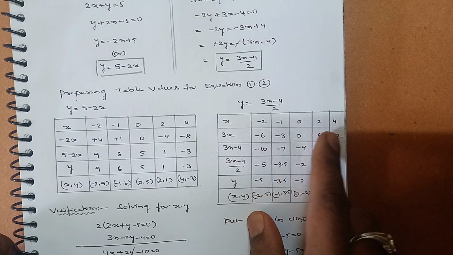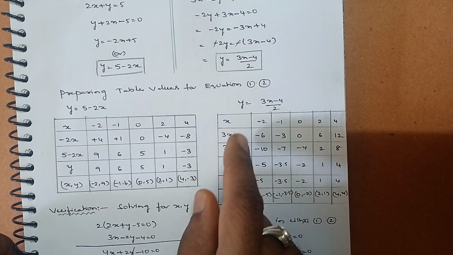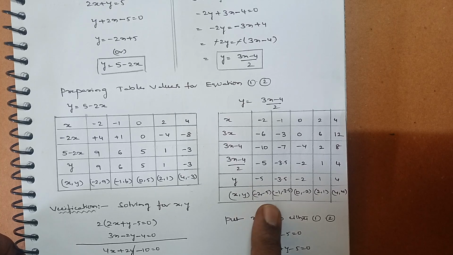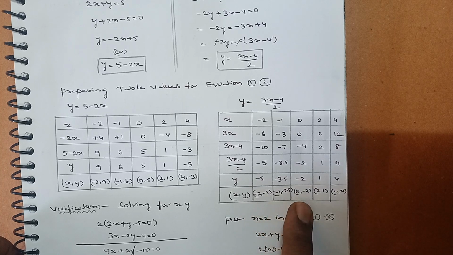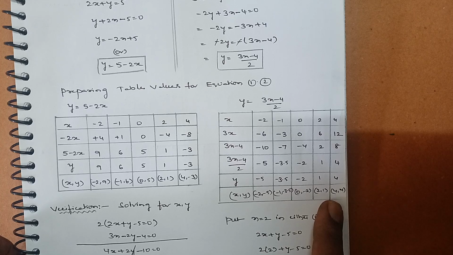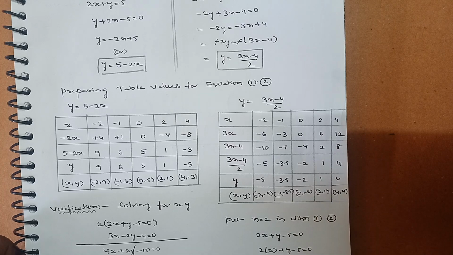I took the same values, so simplify accordingly. Okay, so we get minus 2 comma minus 5, minus 1 comma minus 3.5, 0 comma minus 2, 2 comma 1, 4 comma 4.